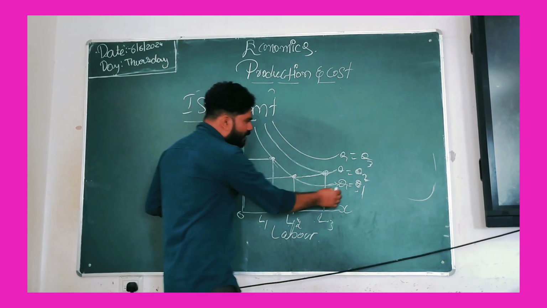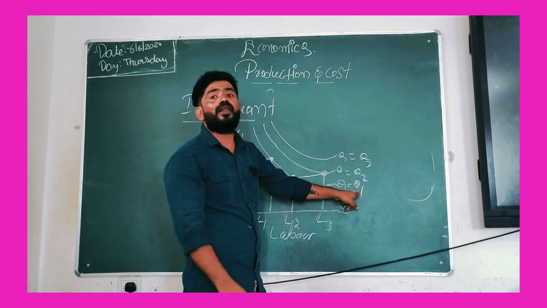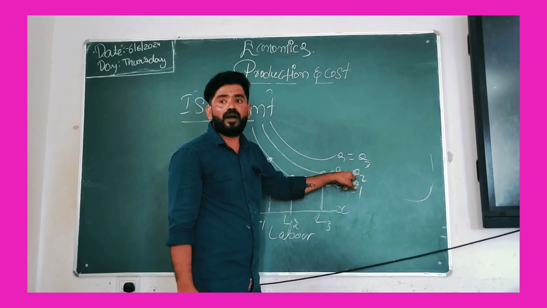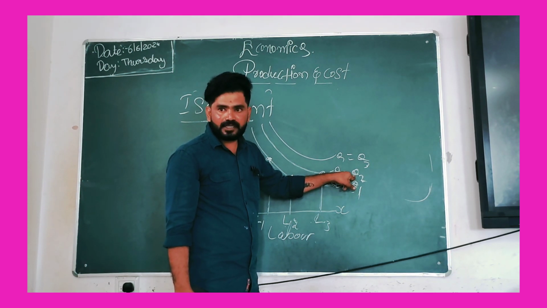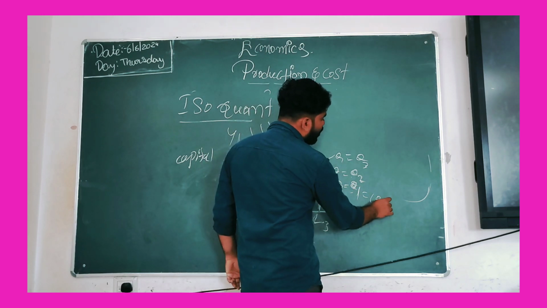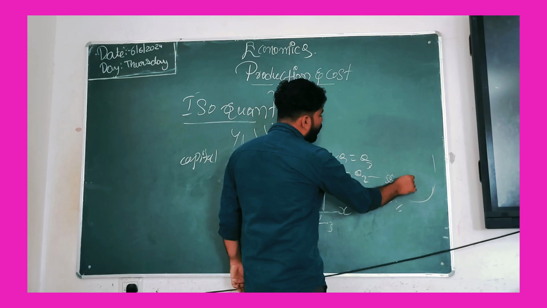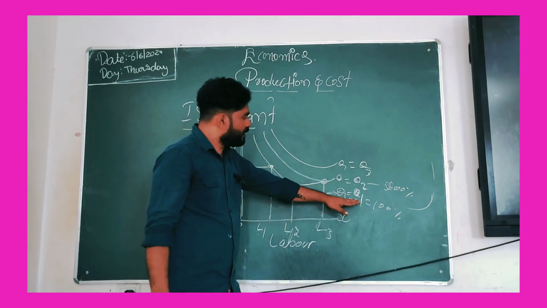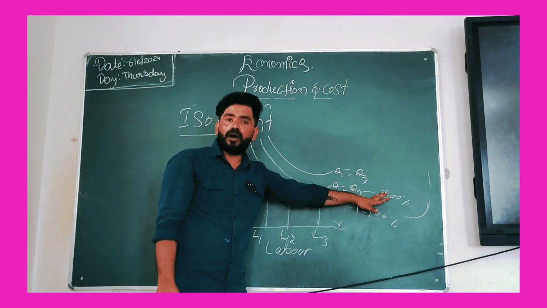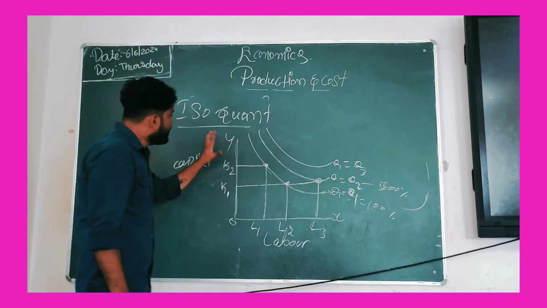Clear? So here Q1 represents a lower level of output, Q2 represents a higher level of output. Here Q1 equals 100 units of output, Q2 represents 200 units of output. It means this is a lower level of output, this is a higher level of output. Clear? This is called an isoquant.